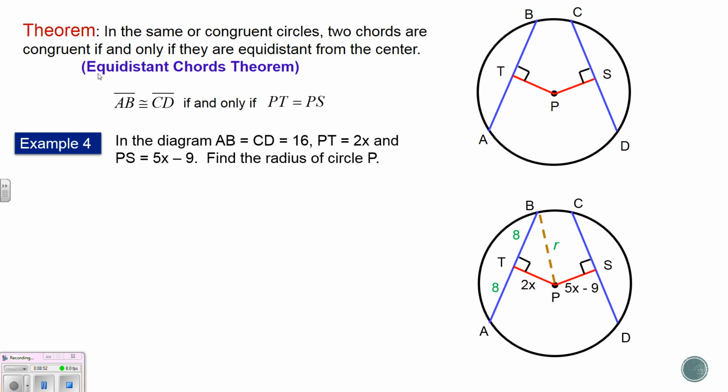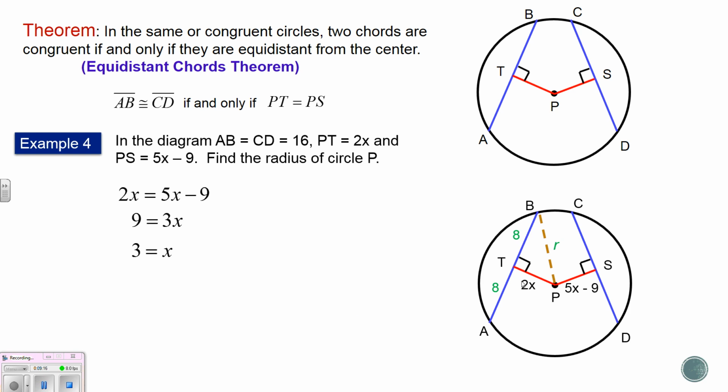So this is where the equidistant chord theorem comes in. Because they said that these chords are equal, that means that the chords are congruent. And if the chords are congruent, that means that they're the same distance away from the center. So PT is equal to PS. So now I can set up an equation and solve for x. And I get x is 3.